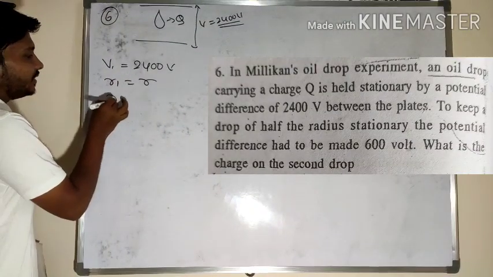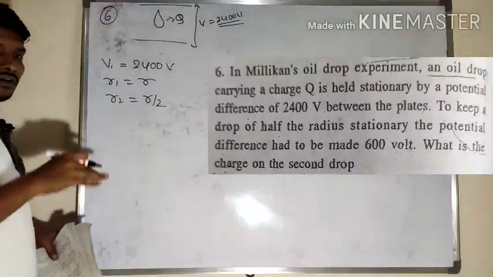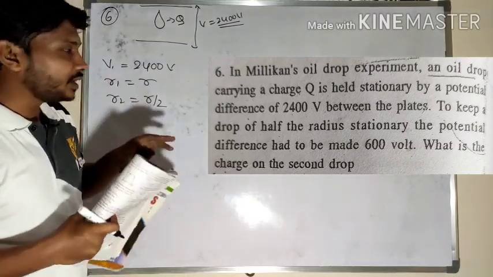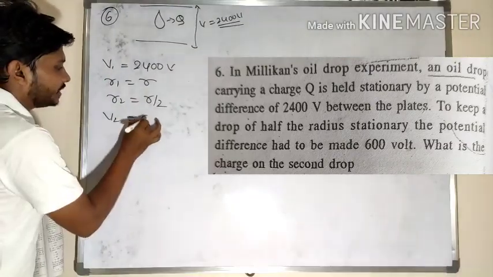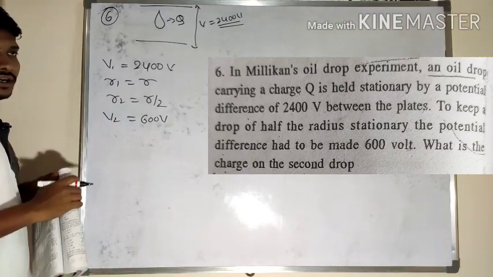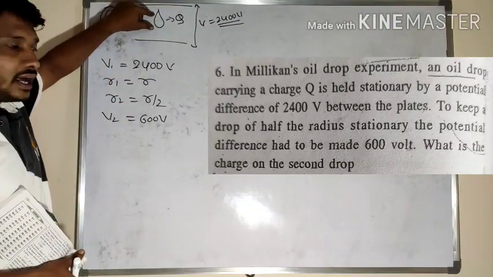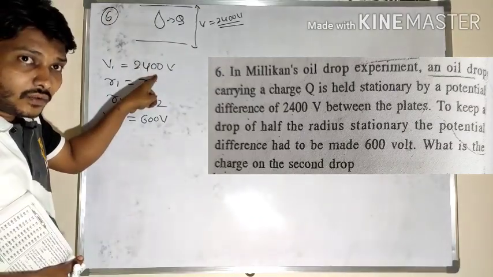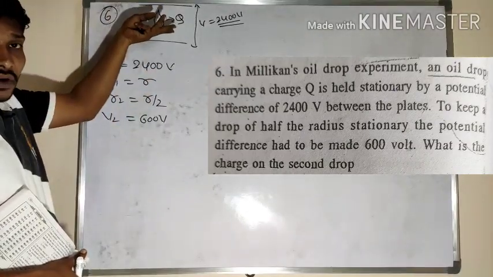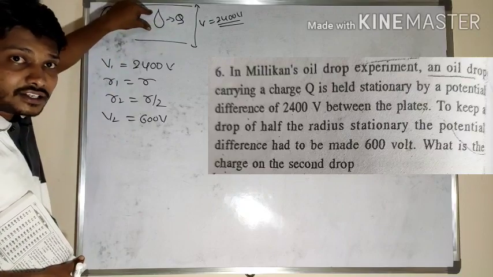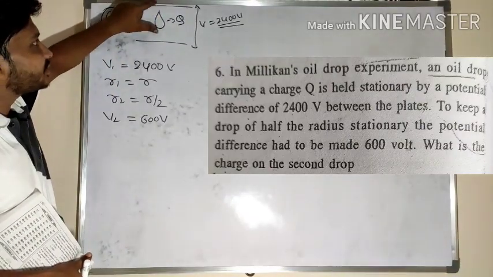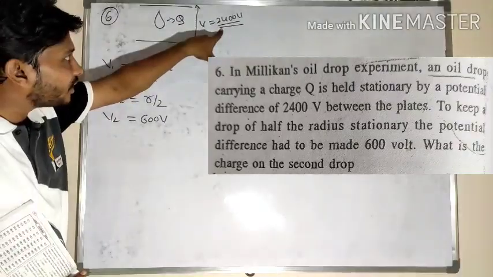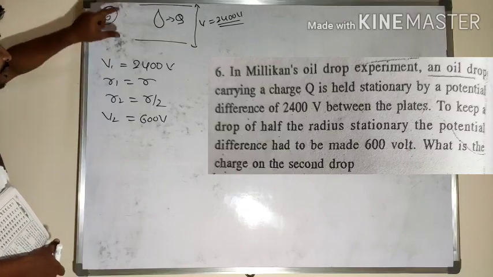Initial radius is R here, so the final radius is half of the initial one. So for half the radius to be stationary, the potential required is V2 equal to 600 volt. Look here, if the radius is R, how much potential is required to make it float, or in the sense to make it stationary between these 2 plates? 2400 volt potential they are supplying here.